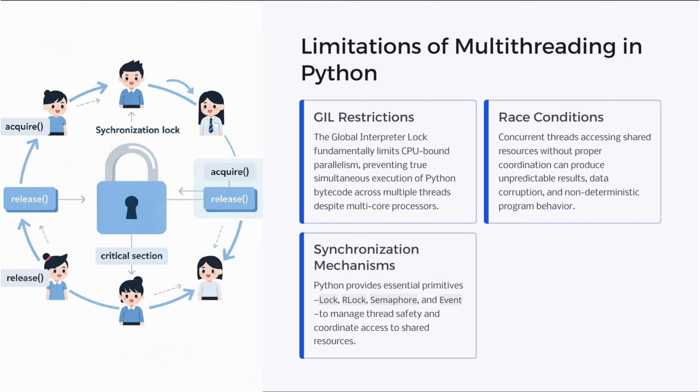Race conditions arise when threads access shared resources without coordination, leading to unpredictable outcomes. To manage thread safety, Python offers synchronization mechanisms like Lock, RLock, Semaphore, and Event, ensuring coordinated access to shared resources.